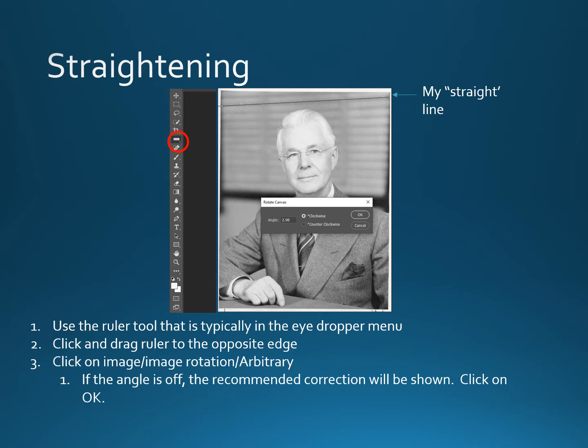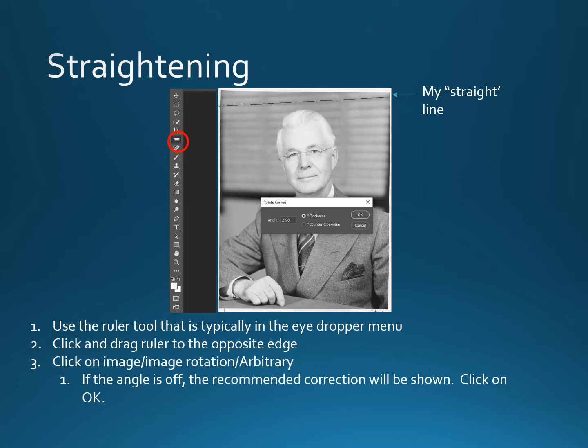The good news is that all photo editing software, we happen to be using Photoshop today, but really any of the photo editing packages that are out there, all of them have a straightening feature, and they're generally pretty easy to use. With Photoshop, basically what you're going to do is find either a horizontal line that should be straight or a vertical line that should be straight but currently isn't straight.